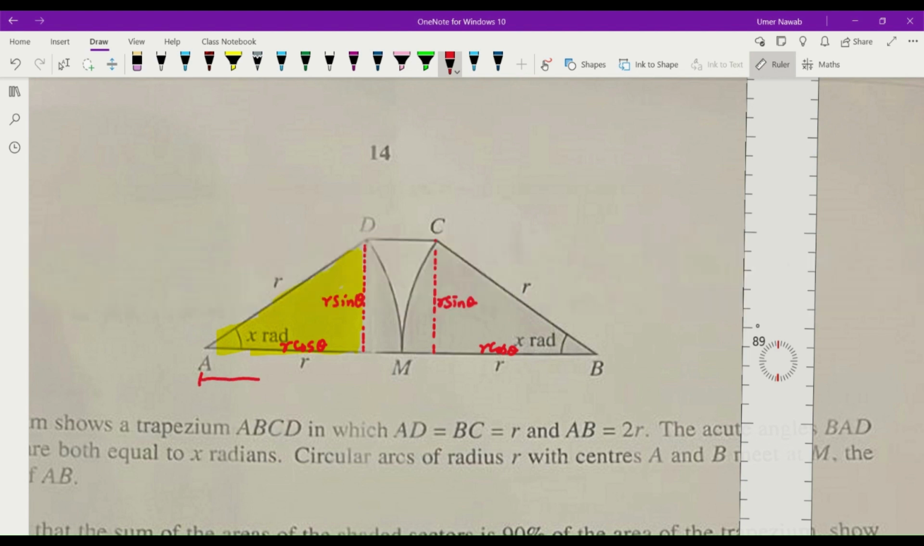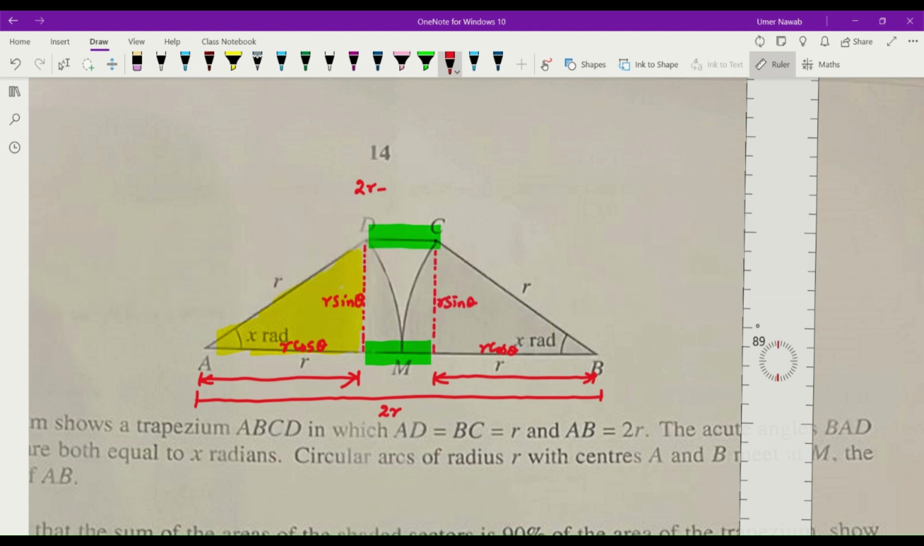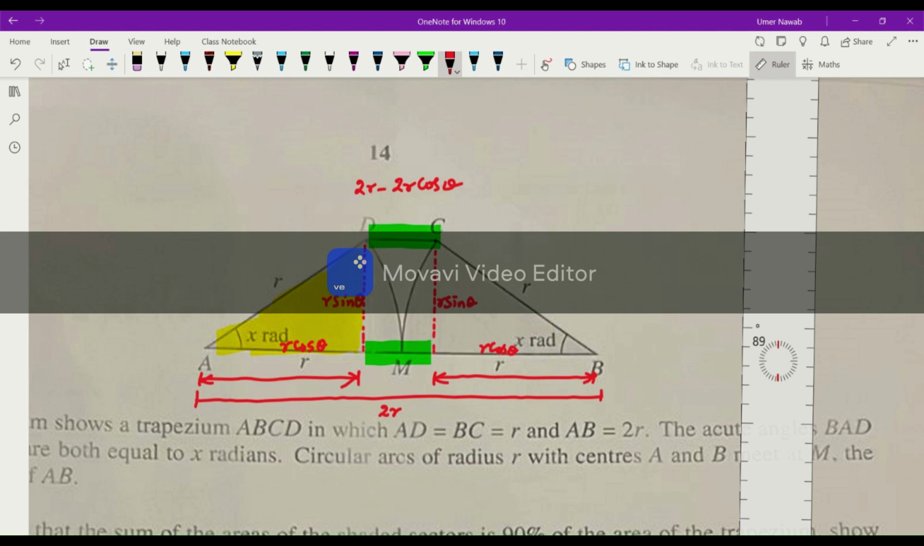So from here to here, we found it. From here to here, we also found it. Now the total is equal to 2R. So from 2R, we need to subtract R cosine theta, R cosine theta. In total, it would be 2R cosine theta that has to be subtracted to get DC. Clear?